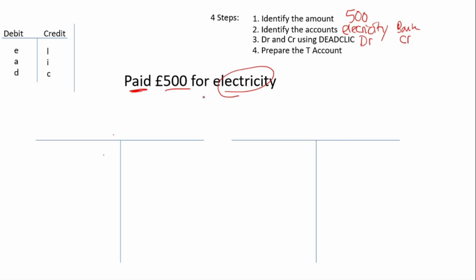And now we're going to prepare our T accounts. So I'm going to write E for electricity and an account for bank. So we're going to debit £500 for electricity and credit £500 for bank. So we're going to write a description here and a description there.